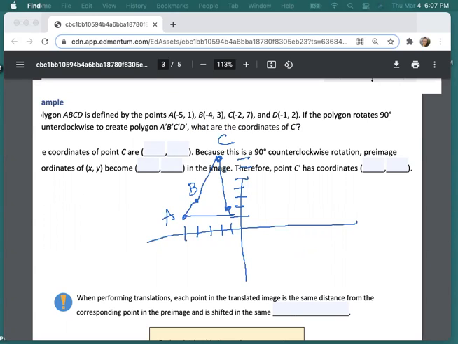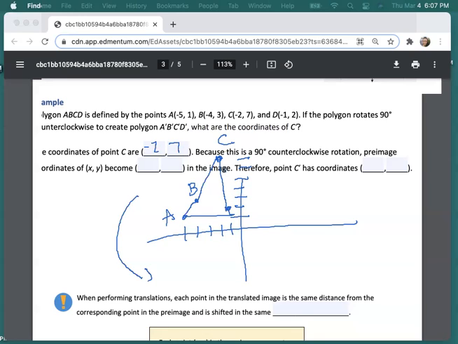Okay. If the polygon rotates 90 degrees counterclockwise, so we're going into this quadrant, right? What are the coordinates of C? So the original coordinates of C are -2, 7. And we're basically going to be switching the X and the Y values.